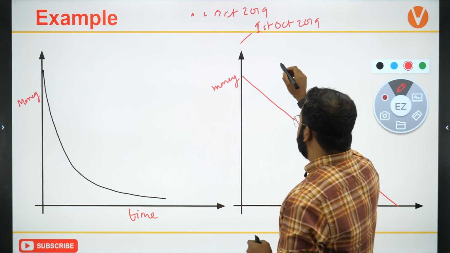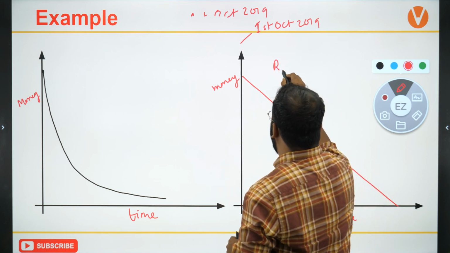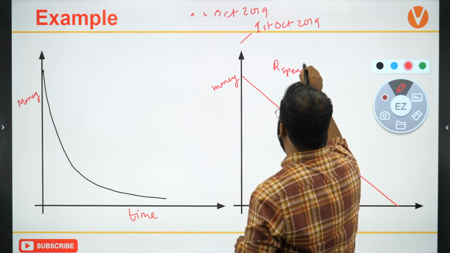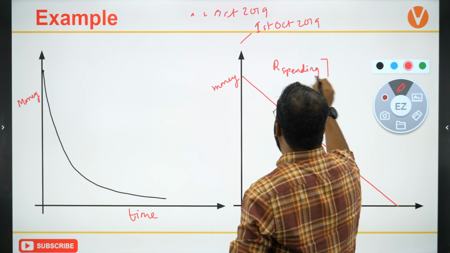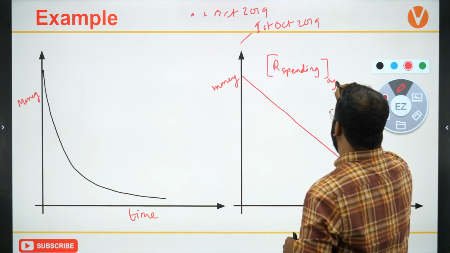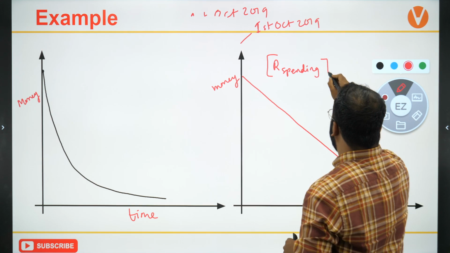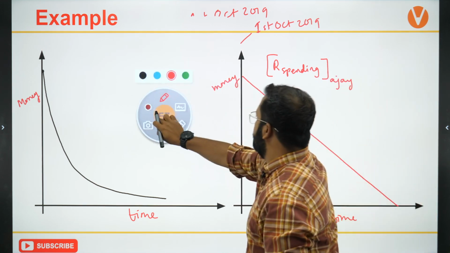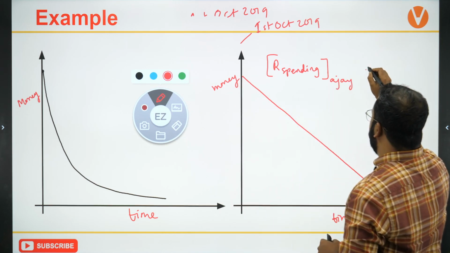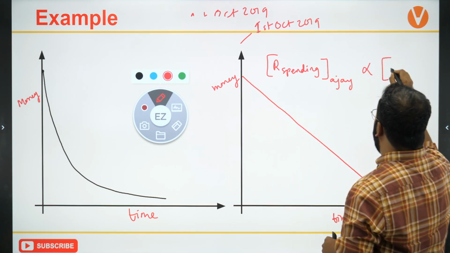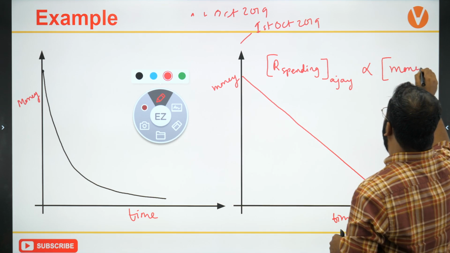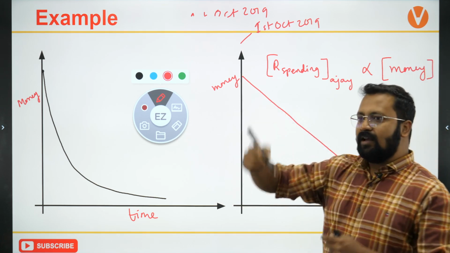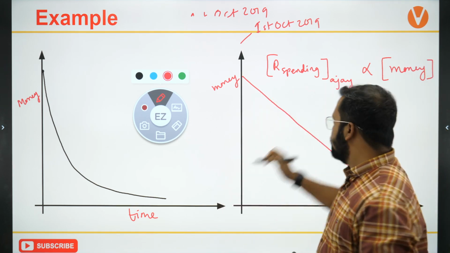Okay. So can I say that the rate of spending by Ajay is independent of the money? And how do we make it independent? How do we make it independent?